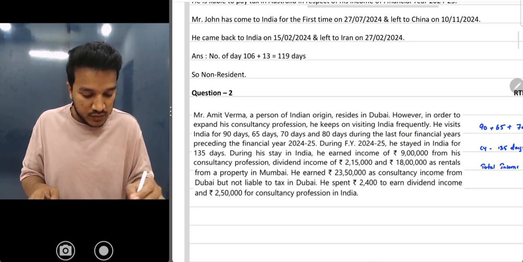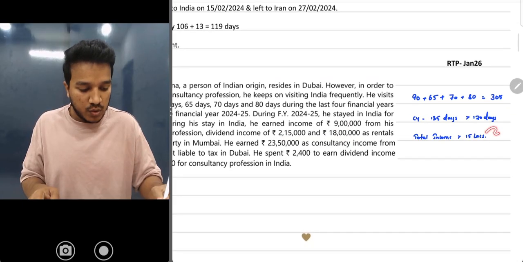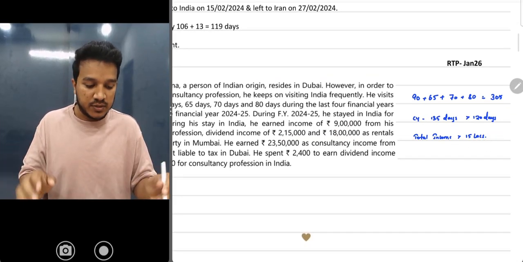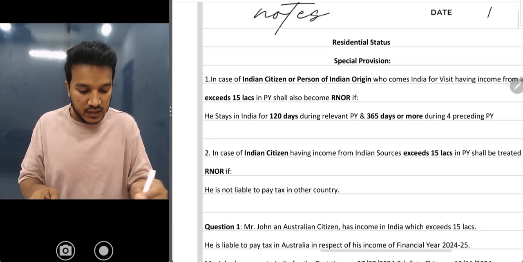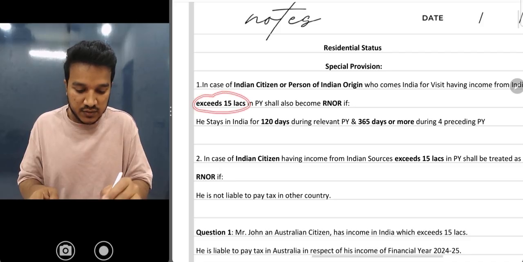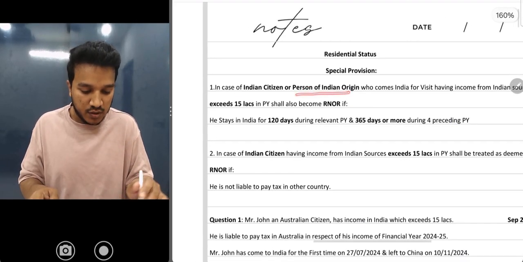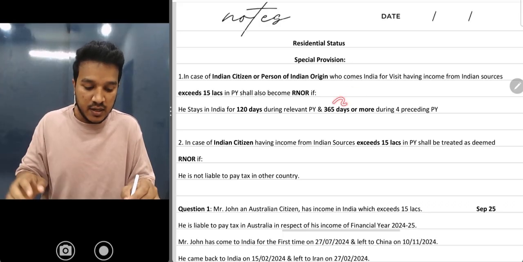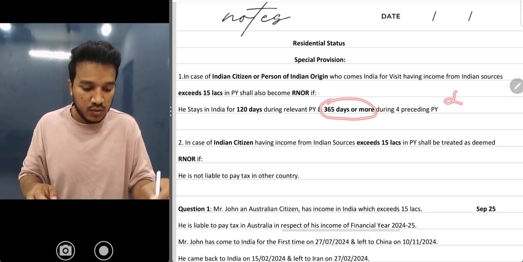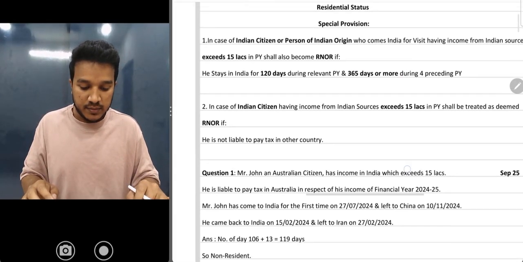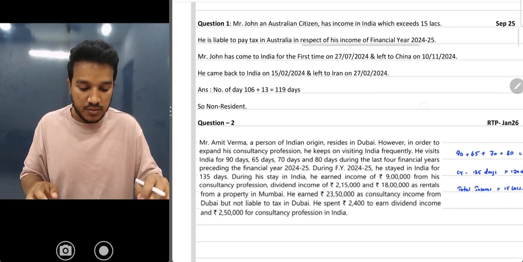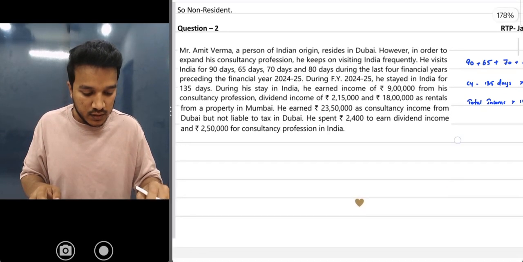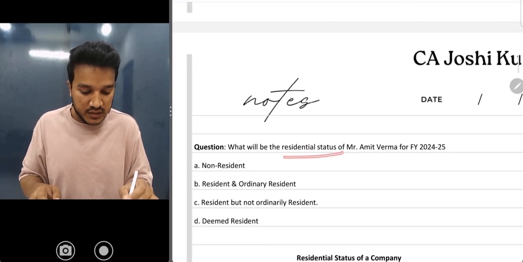So his Indian income, if you see, he has earned 9 lakhs, 2.5 lakhs, 18 lakhs from rentals. His total income is more than 15 lakhs. That much is understood. So if you see, his total income exceeds 15 lakhs, he is a person of Indian origin and he stays in India for more than 120 days, 135 days, but he does not satisfy this condition. So this condition is not applicable. So he is not satisfying the special provision condition. That is how you need to answer what is the residential status.